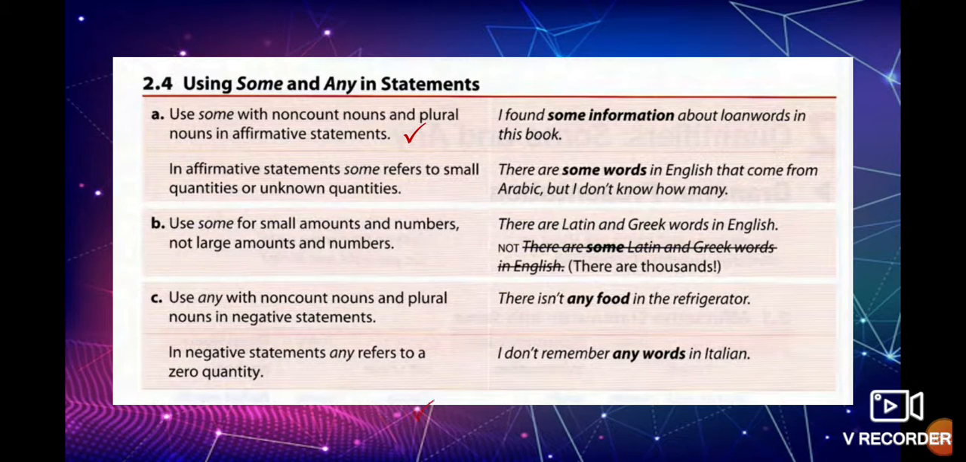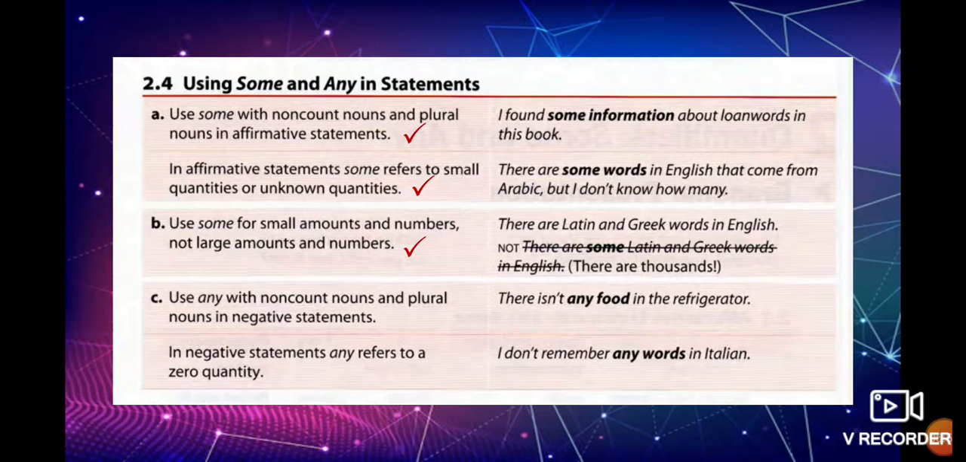Okay, then, in affirmative statements, some refers to small quantities or unknown quantities. For example: There are some words in English that come from Arabic, but I don't know how many. That means this one is a small quantity of something. Okay, then use some for small amounts and numbers, not large amounts and numbers.